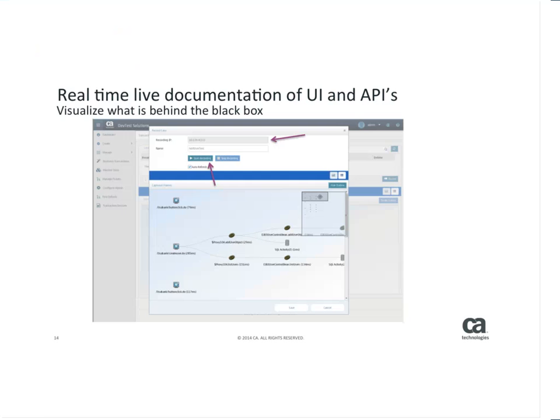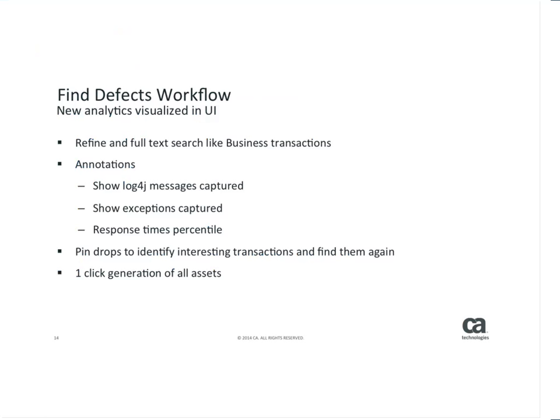So now let's look at another new workflow, the Find Defects workflow. One of our problems is our applications are highly distributed. I mean, who knew that we actually had 2 app servers behind just a simple VIN lookup? We need to understand what's happening in the application itself. So we know that your applications have log4j messages. They have exceptions. You have response times for different components. So what we've done is figure out a way to visualize that and annotate that data to make it easier to drive into your application and figure out what's going on.